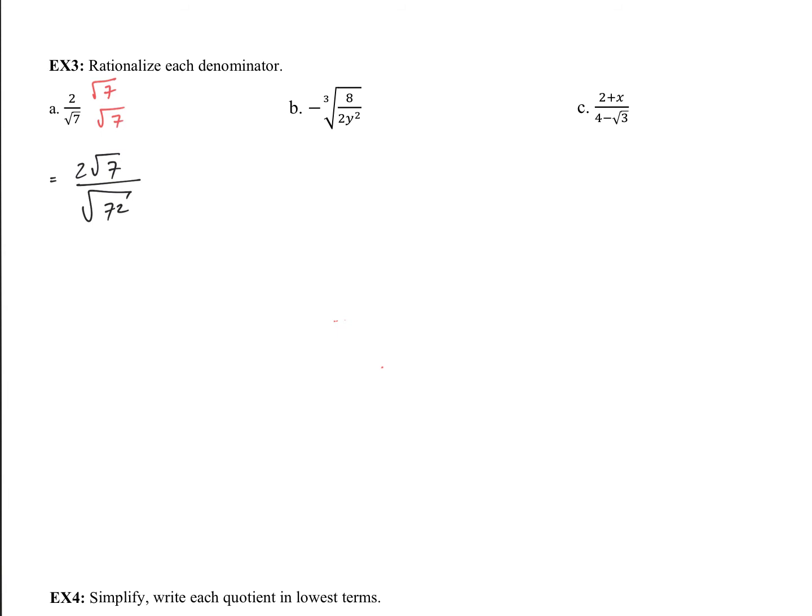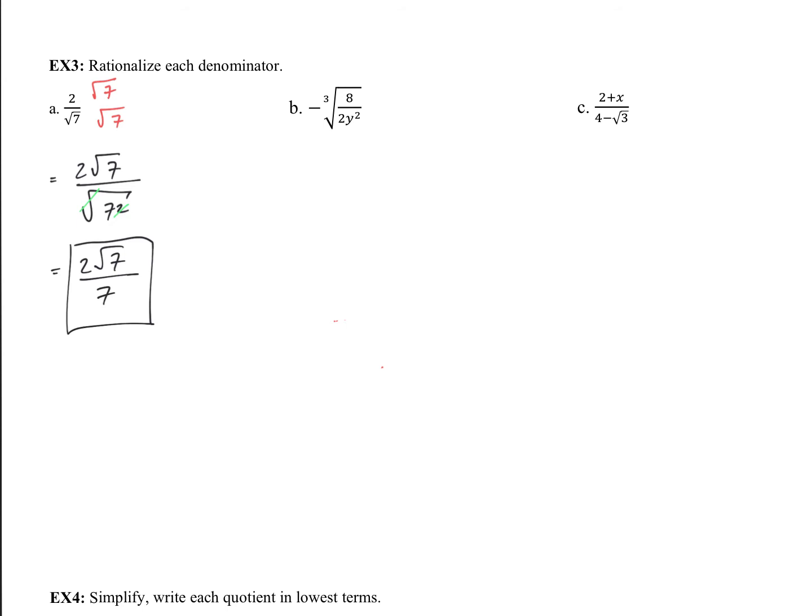And now we have created the perfect thing, what we were looking for. That radical cancels with the 2. And we have 2 root 7 all over 7. Now once again, we only care about the radical being in the denominator. Since it's in the numerator, we're all right. And we're done.